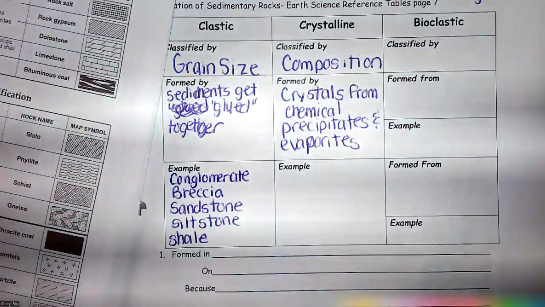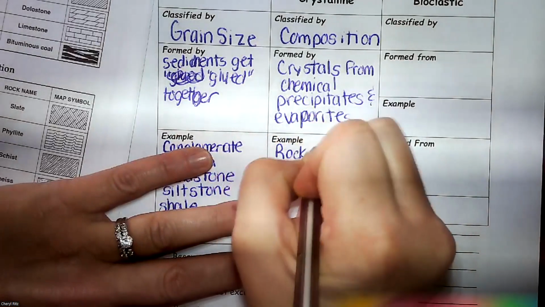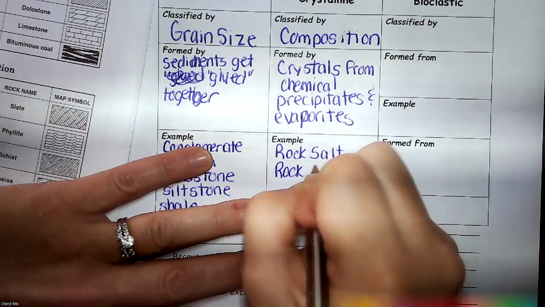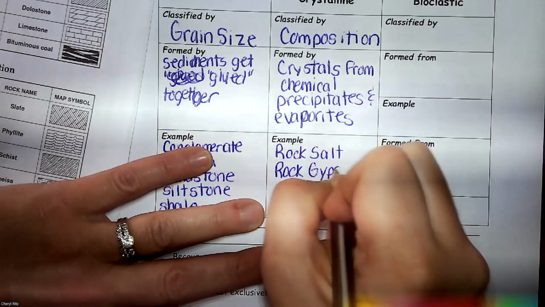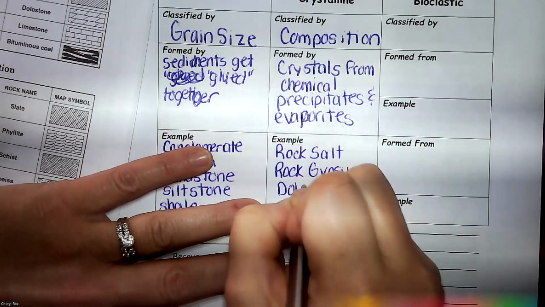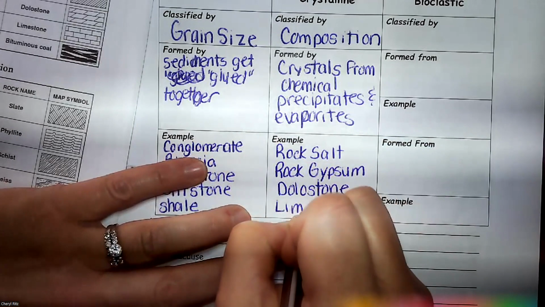There are 4 examples on the reference table. They are rock salt, rock gypsum, dolostone, and limestone.